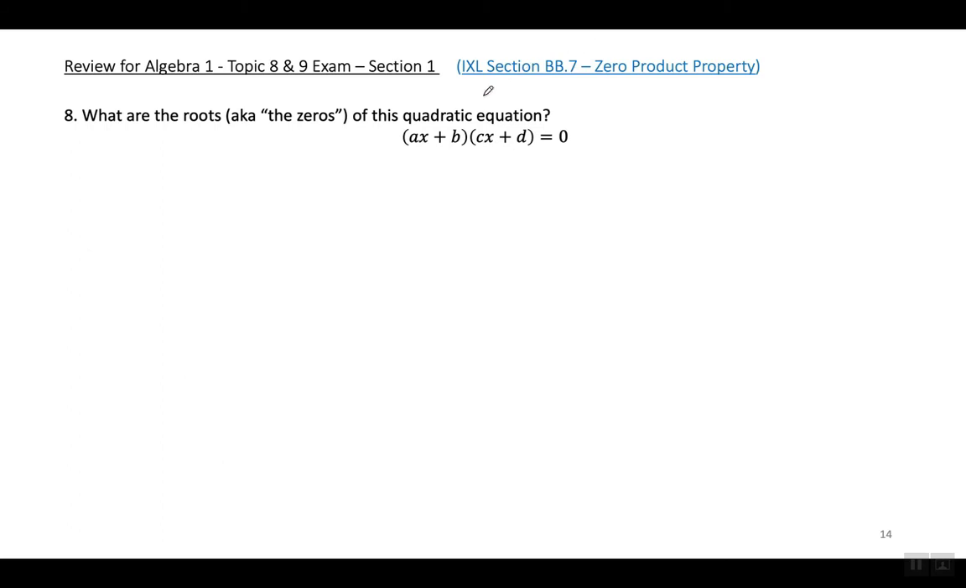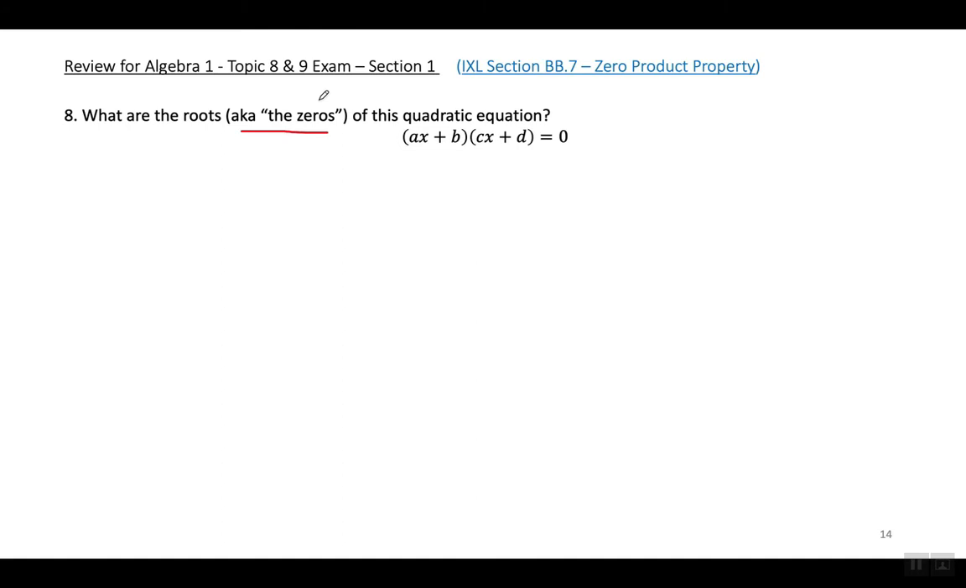Listen, this is the same question, except here we have variables, but it's the same exact concept. It's going to look all weird to you at first. You got to calm down, take a deep breath, and realize that if you just read it slowly, you got this. The question is, what are the roots, aka the zeros, of this quadratic equation?